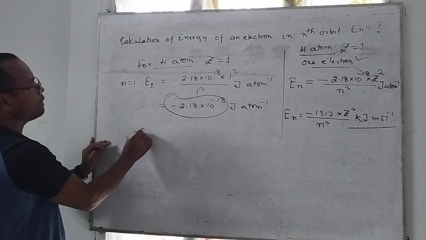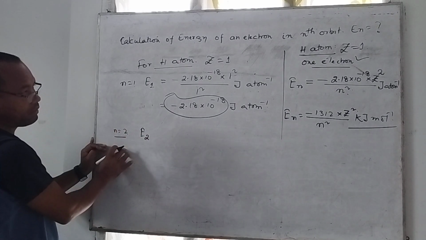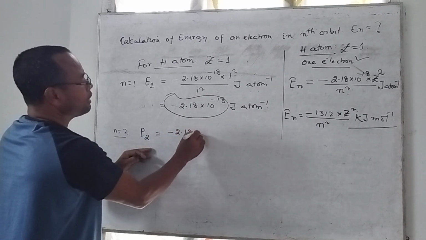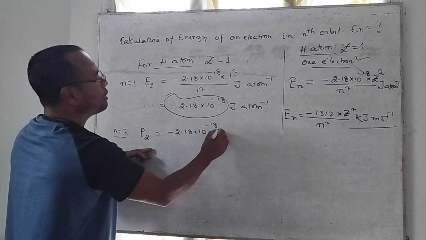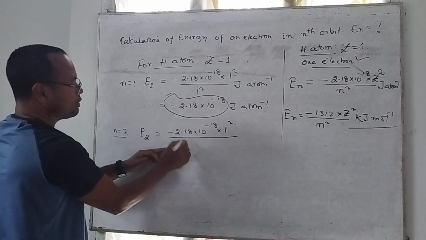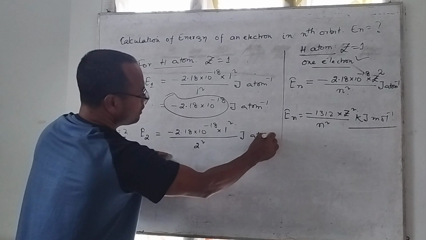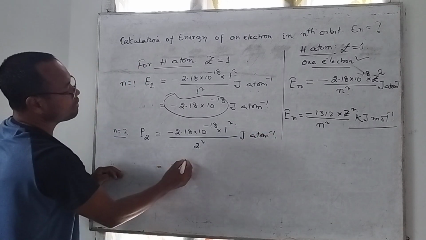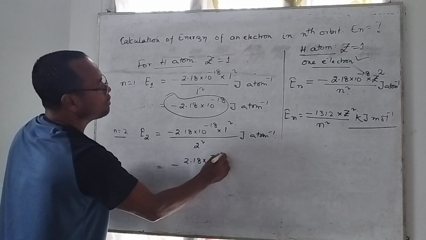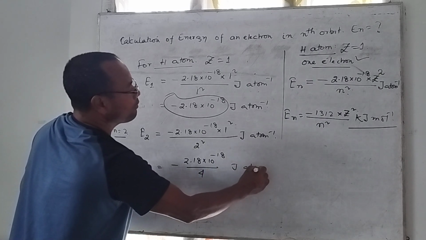So when we calculate for n equal to 2, this is the second level, we calculate here: minus 2.18 into 10 to the power minus 18. That will remain the same. Then the number n now comes out here as 2 squared. So the value here will be minus 2.18 into 10 to the power minus 18 divided by 2 squared, that is 4, joule per atom, right?